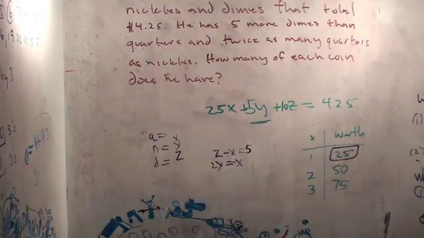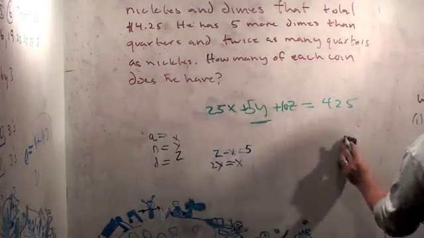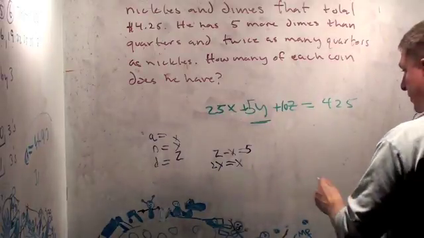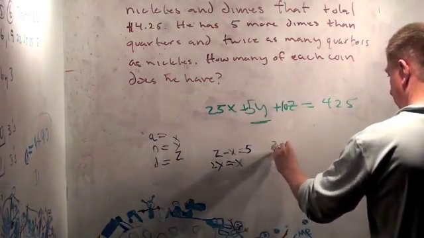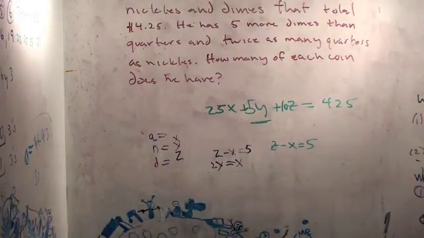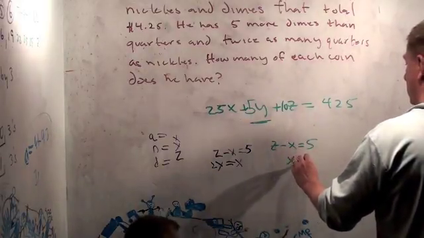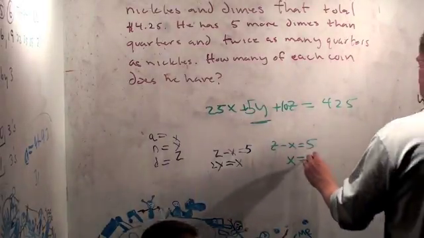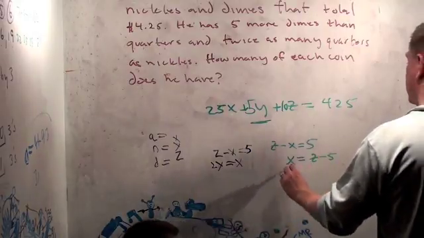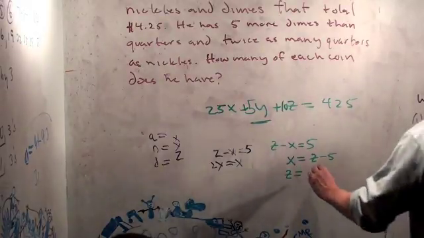But how can we make this a bit simpler? Here's one equation you have: Z minus X equals 5. How can you write that? What does X equal? X equals Z minus 5. And what does Z equal? X plus 5.